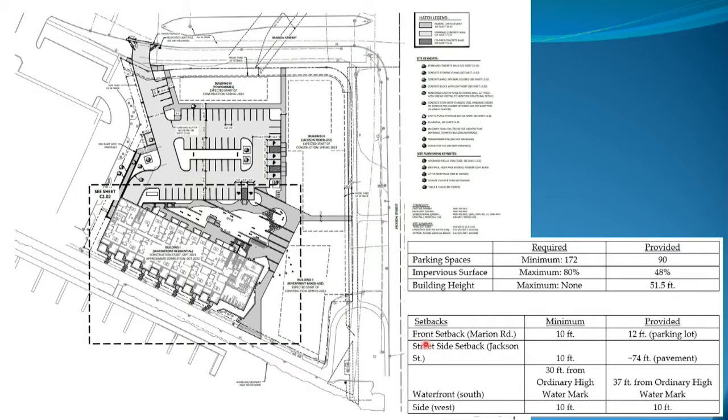So the site will have a single 2-way access from Marion Road. It will have a total of 90 parking spaces, 56 being surface spaces and 34 underground spaces. The applicant is requesting a BSM for reduction of the parking number. Code would require 172 based on the number of units and bedrooms. The applicant is proposing 90.